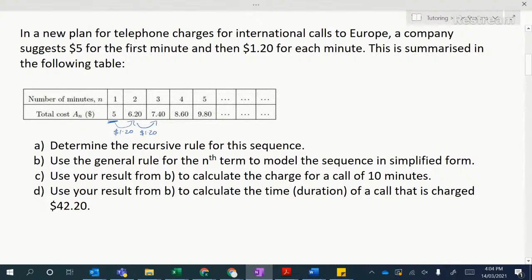Okay, so the first thing we need to do is write the recursive rule for this sequence. First of all, you would be asking yourself, is this an arithmetic or geometric sequence, and how do I know the difference between them? My clue there is in the wording of the question. I can see that my sequence is going to be increasing by the same amount each minute. So that tells me that this is an arithmetic sequence.